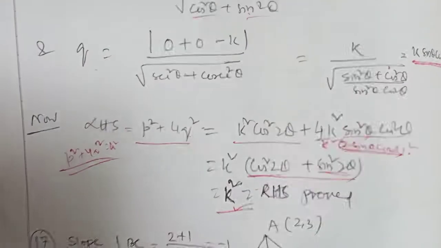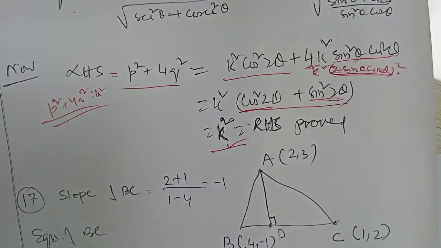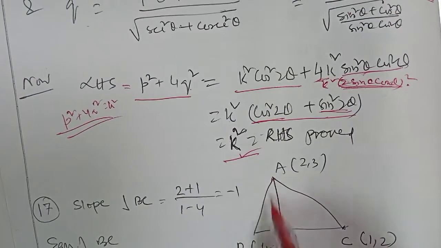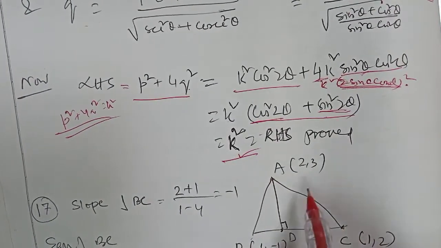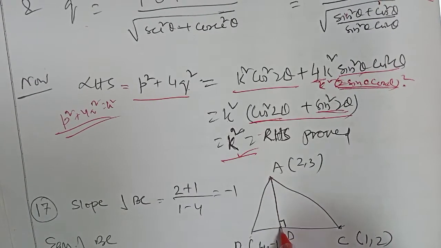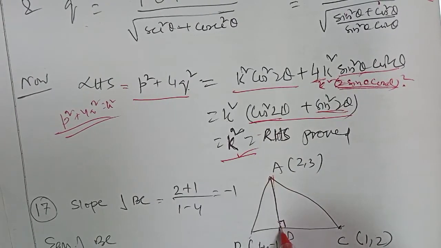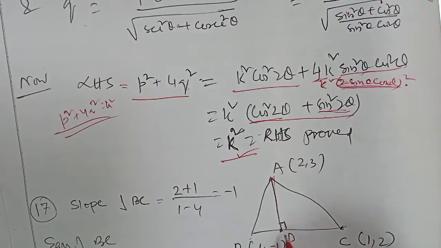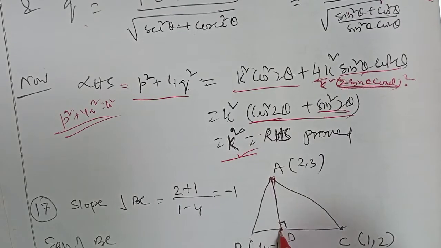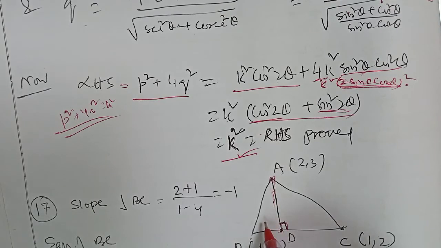Okay. Now question number 17. We have triangle ABC, 3 vertices of a triangle are given. We have to find the altitude from A, and second is the length of the perpendicular from A to BC. Okay. So the equation of AD, if AD is the perpendicular, and the length of the altitude also.